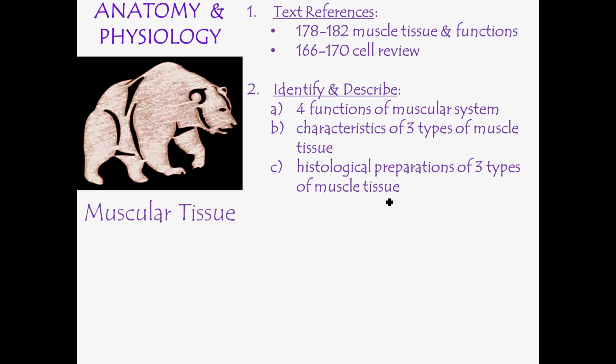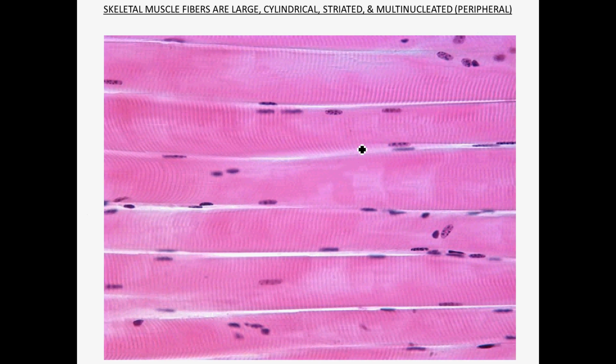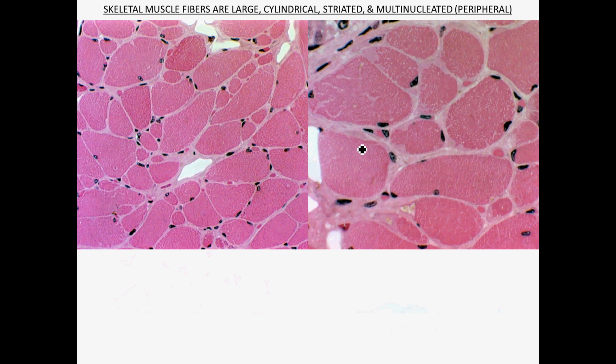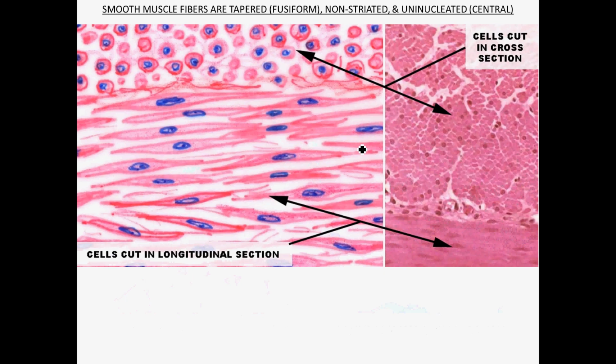Okay, so a lot of information there, about the four functions, and then a lot about the characteristics of the three types of muscle tissue. The following slides I'm not going to talk about, but you can look at them on the PowerPoint. They deal with the histological preparations of those three types, looking at them under the microscope. So I would encourage you to take a look at those, and also the slides that we have available in the back of the room, and to be able to identify and describe these.